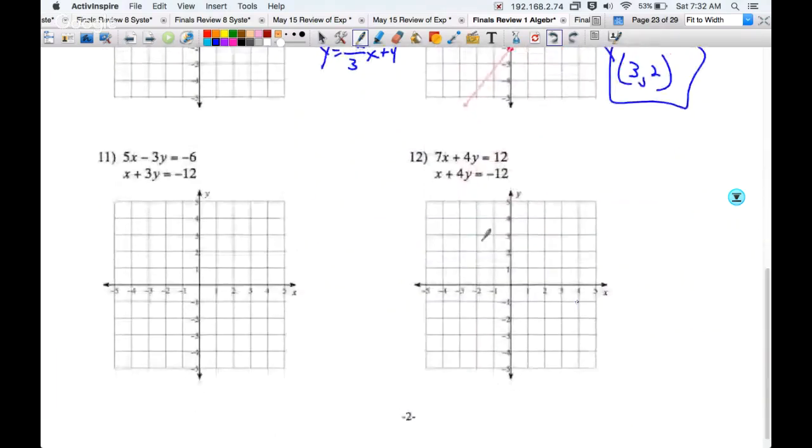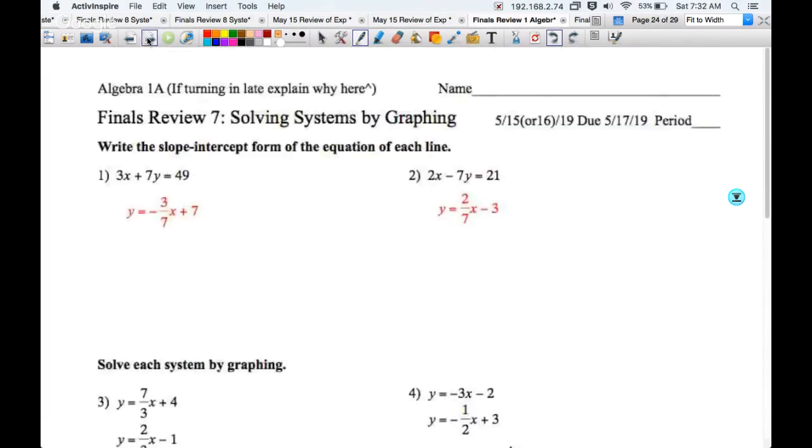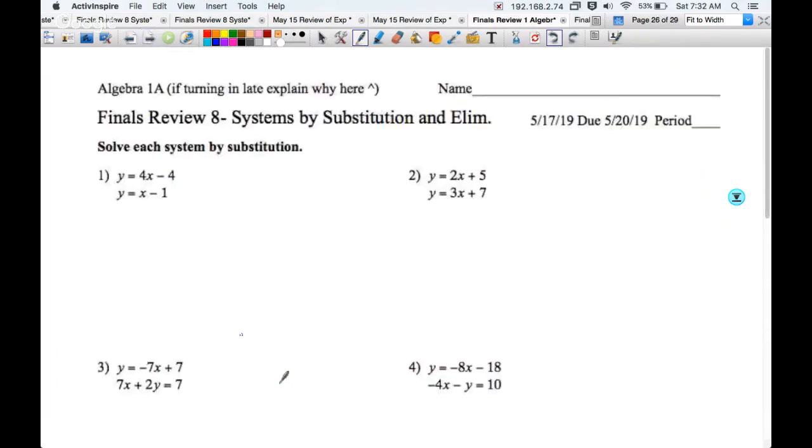All right. Last one, number 8, systems by substitution and elimination. So let's go along and do a lot of the evens here. When they're both set equal to y, I can just set the right-hand sides equal to each other and solve for x. So 2x plus 5 equals 3x plus 4.